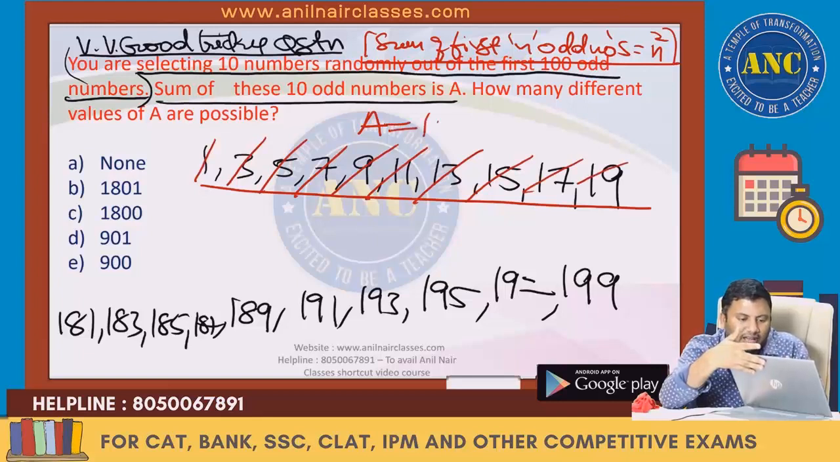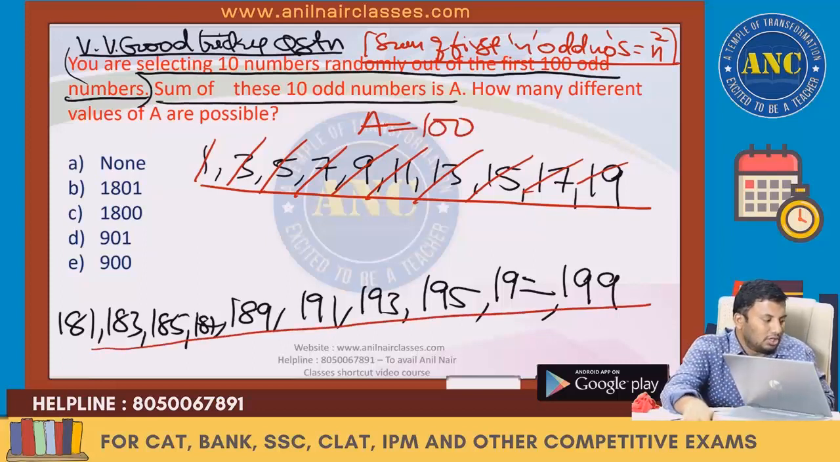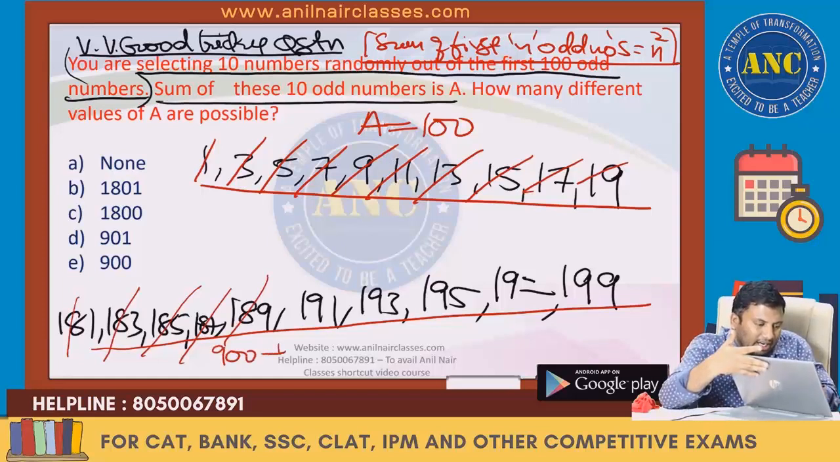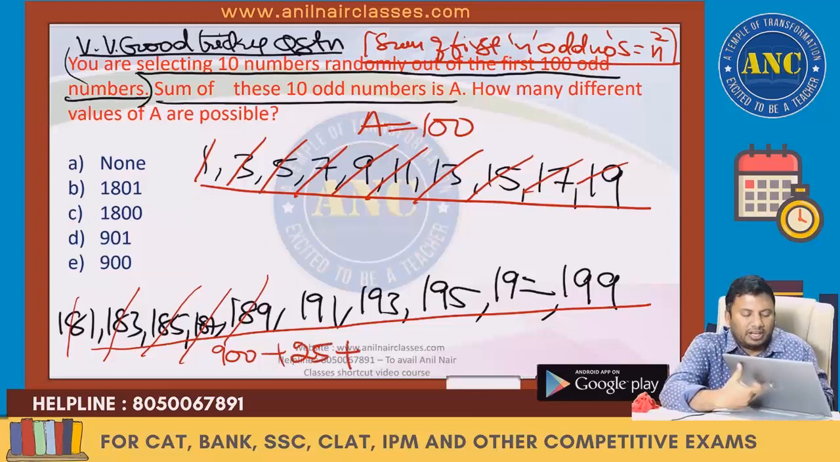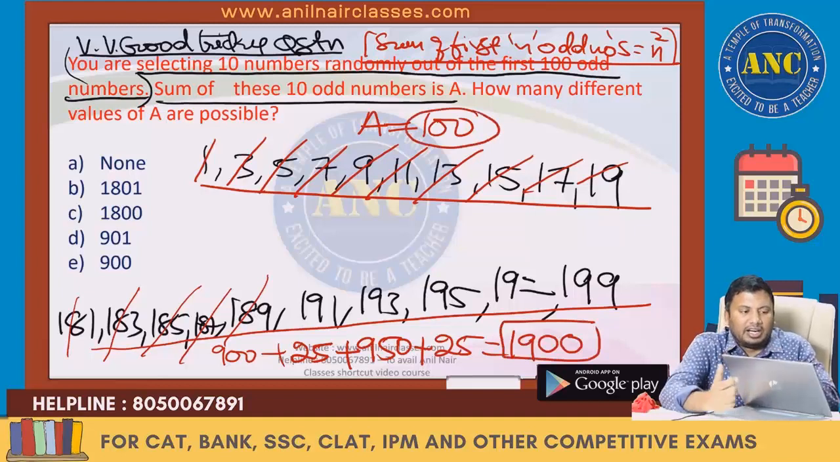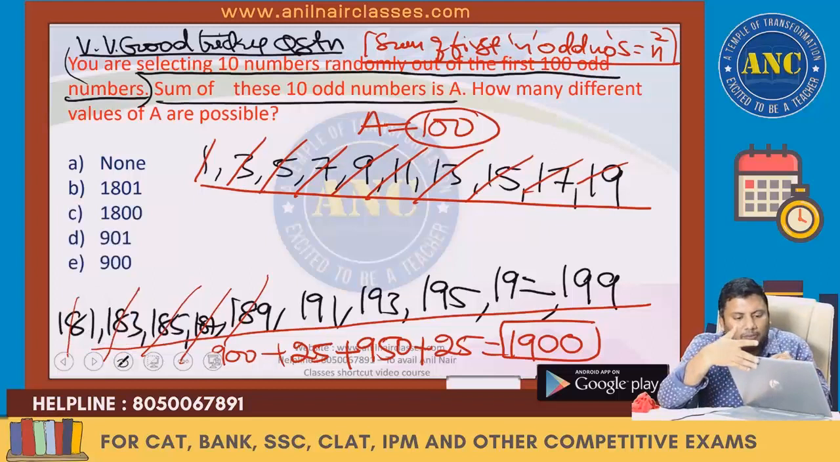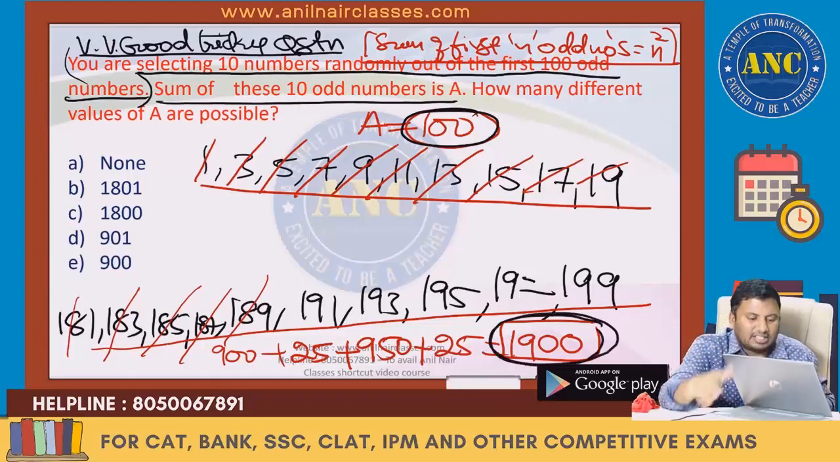The lowest value is 100. For the highest value, the average is about 190, so it is 1900: 900 plus 25, 950 plus 25. The sum of the lowest 10 is 100. The sum of the highest 10 is 1900.